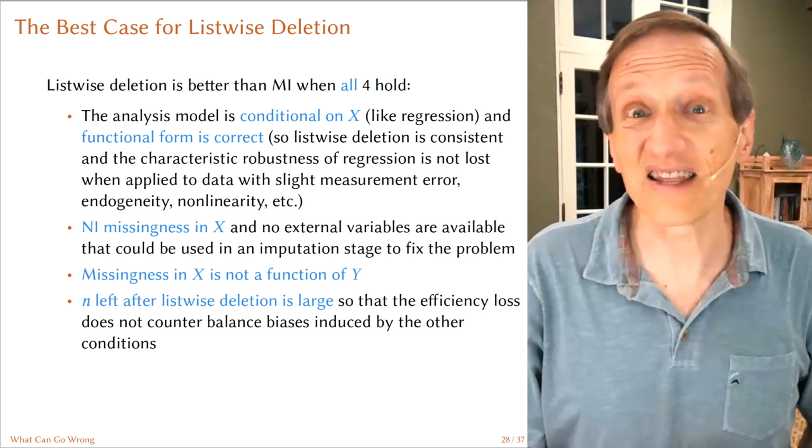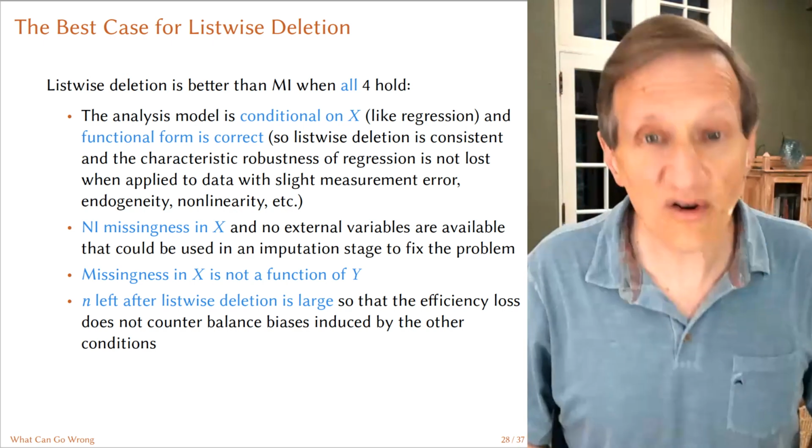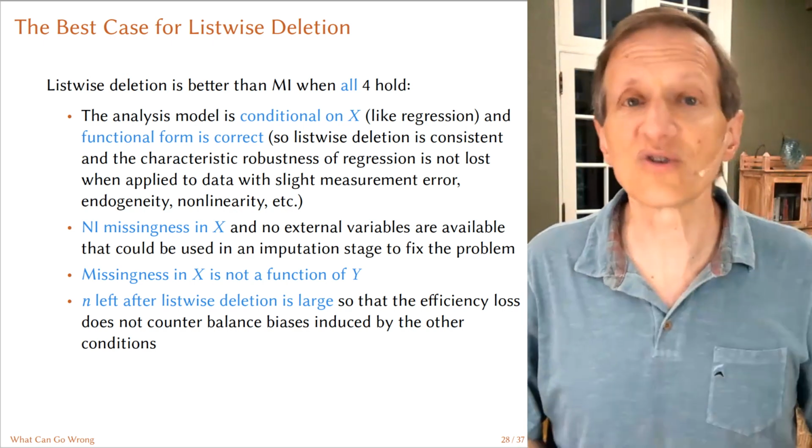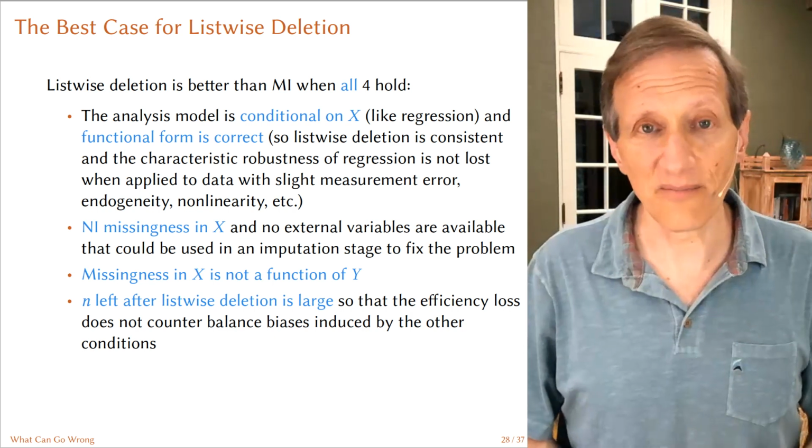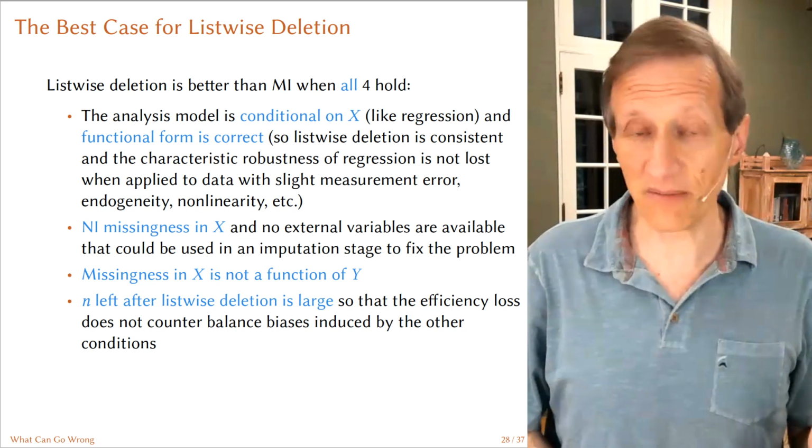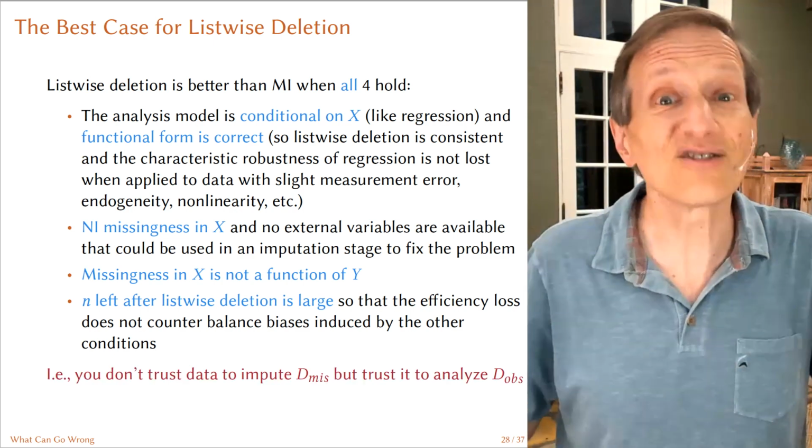You're still not going to get anything very useful. So if all four of these things apply, then you should use listwise deletion and not multiple imputation. There may even be something better to do in this case. But these conditions are pretty stringent.